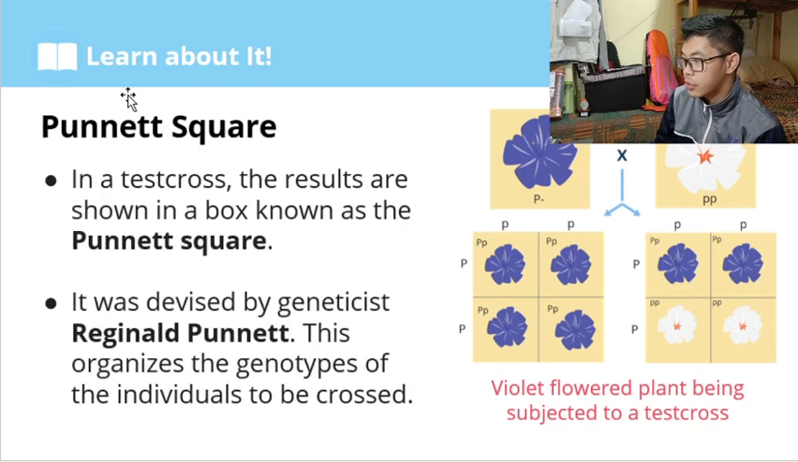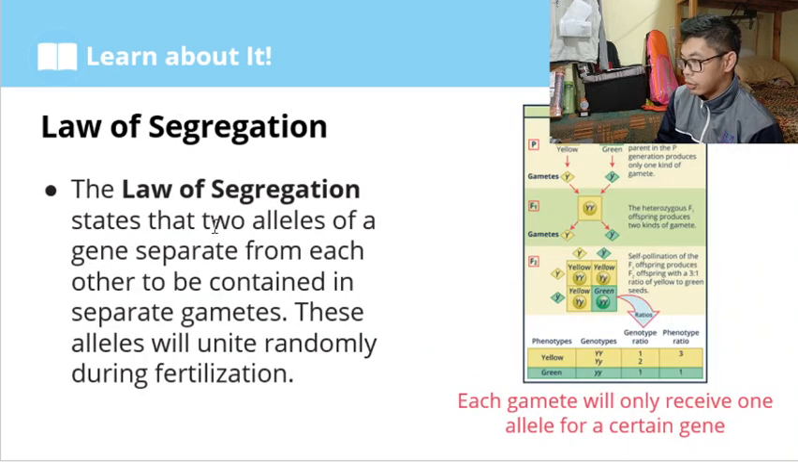So, the person behind the Punnett squaring, trying to predict the possibility of parents having their offspring, what the offspring look like, was devised by Reginald Punnett. That's why we call it Punnett square, because it came from the family name of the one who devised it. Now, we have what you call your law of segregation. The law of segregation states that two alleles of a gene separate from each other to be contained in separate gametes. These alleles will unite randomly during fertilization.